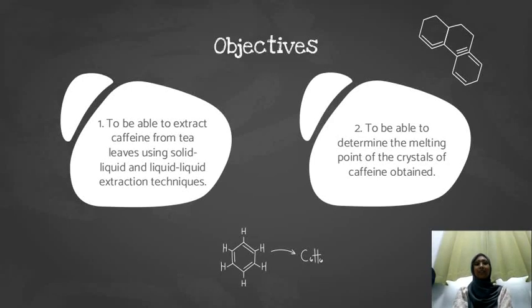For this experiment, there are two objectives. The first one is to be able to extract caffeine from tea leaf using solid-liquid and liquid-liquid extraction techniques. And the second one is to be able to determine the melting point of the crystal of caffeine obtained.